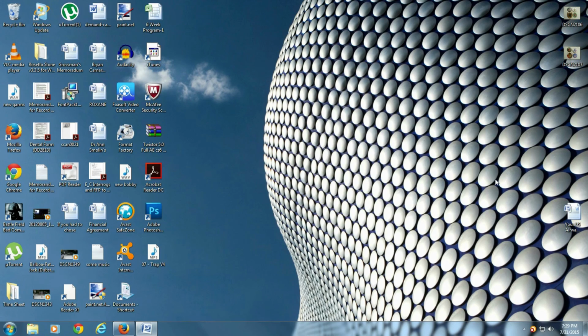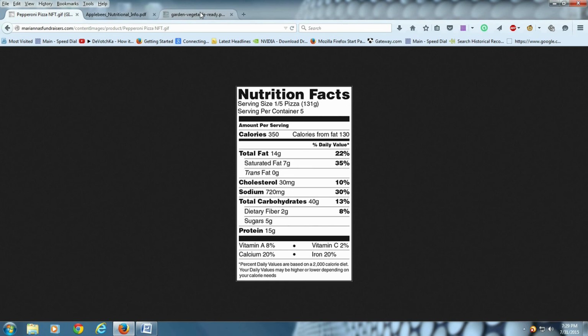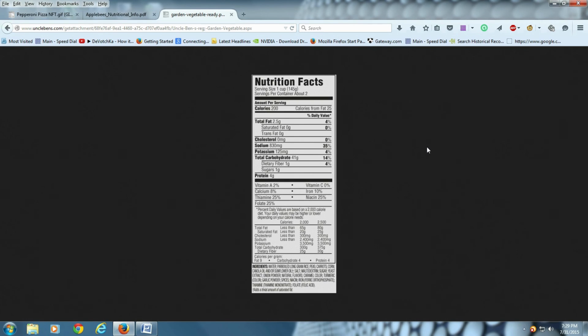Alright YouTube, so I went ahead and got a few examples. So let's go ahead and get started. Now, let me pull it up. This right here is an example of a nutritional label. When you go to the grocery store, pretty much every single thing that you get is gonna have one of these on there. So now we're gonna learn how to interpret this.